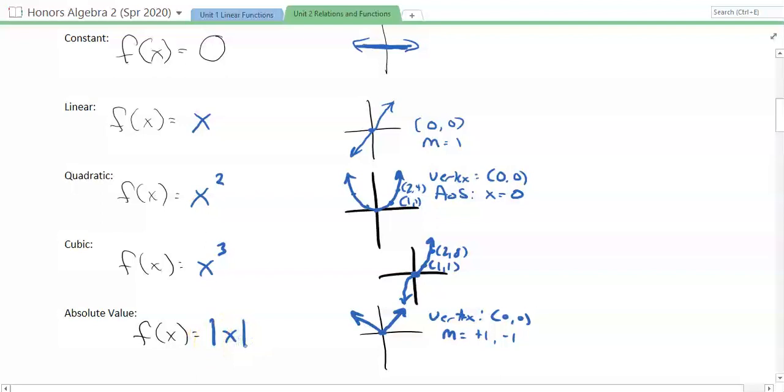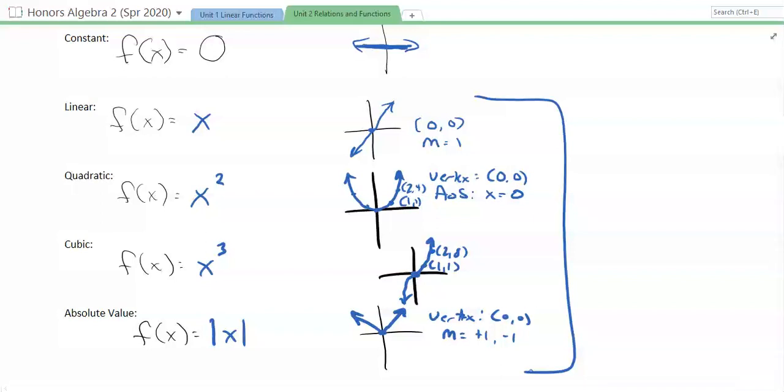Keep in mind the key features we talked about over here. Where's the vertex? Where are the x and y intercepts? Again, all these go through the origin. That's not always the case for every parent function. We will see some later on that don't do that.